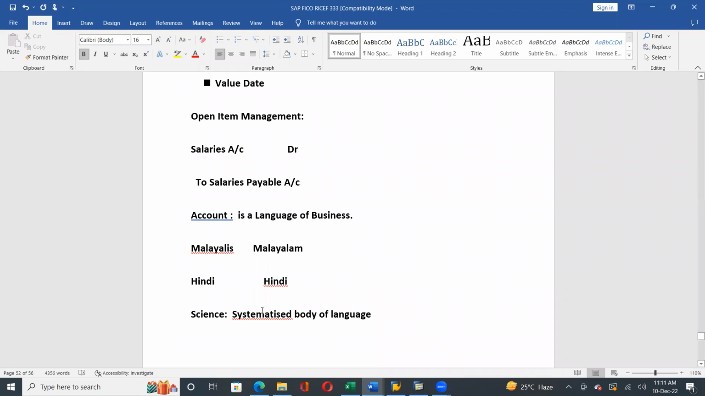So here we are talking about a systematized body of language, meaning the person who knows this language knows the body. A mechanic knows his system. If you take a two-wheeler or car mechanic, only those people will understand their terminology. A doctor's terminology is different from ours, right? In communication, only those people will understand. Same way, two chemical engineers are in our SAP group, and I have given an entry.